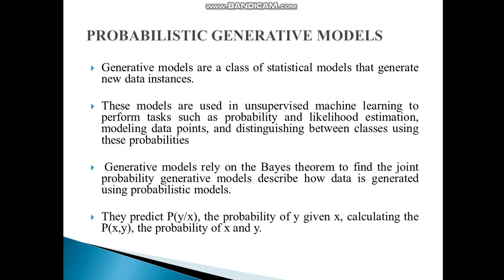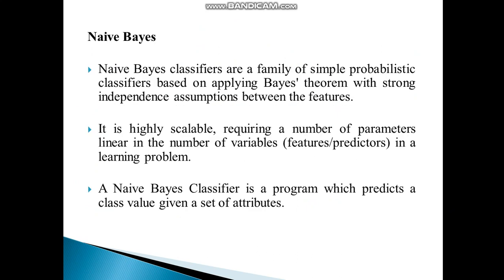Generative models are a class of statistical models that generate new data instances. These models are used in unsupervised machine learning to perform tasks such as probability and likelihood estimation, modeling data points, and distinguishing between the classes using these probabilities. Generative models rely on Bayes theorem to find the joint probability. A generative model describes how data is generated using a probabilistic model. They predict P of y given x, by calculating P of x comma y, the probability of x and y.